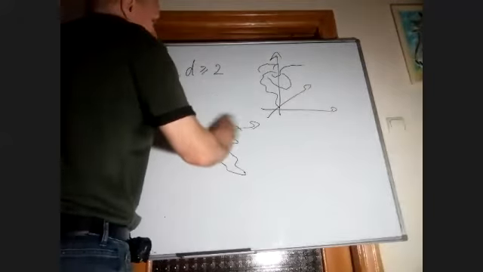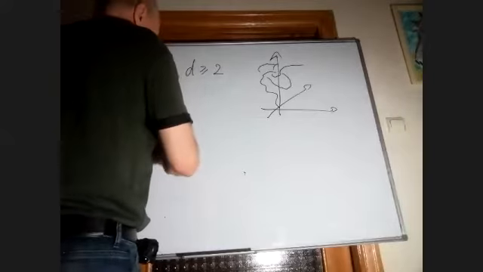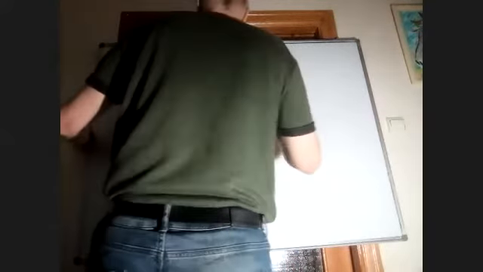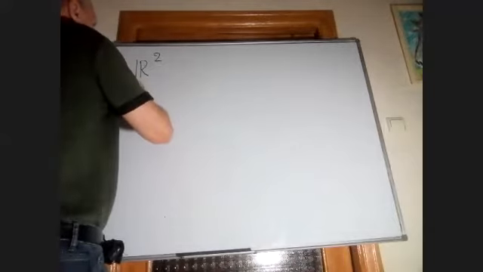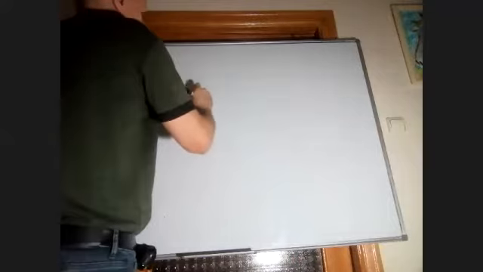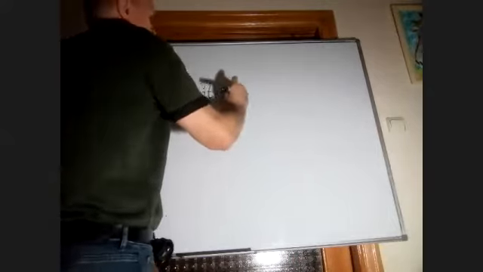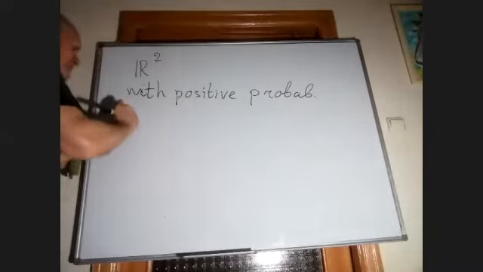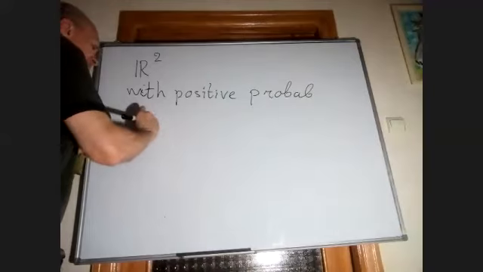First of all, let us discuss the following thing in dimension 2. Let us prove that with positive probability we will have self-intersection.